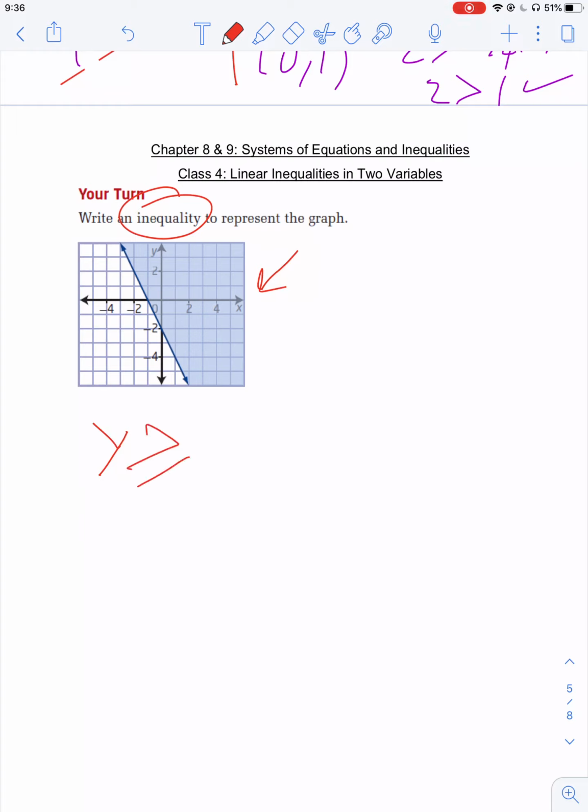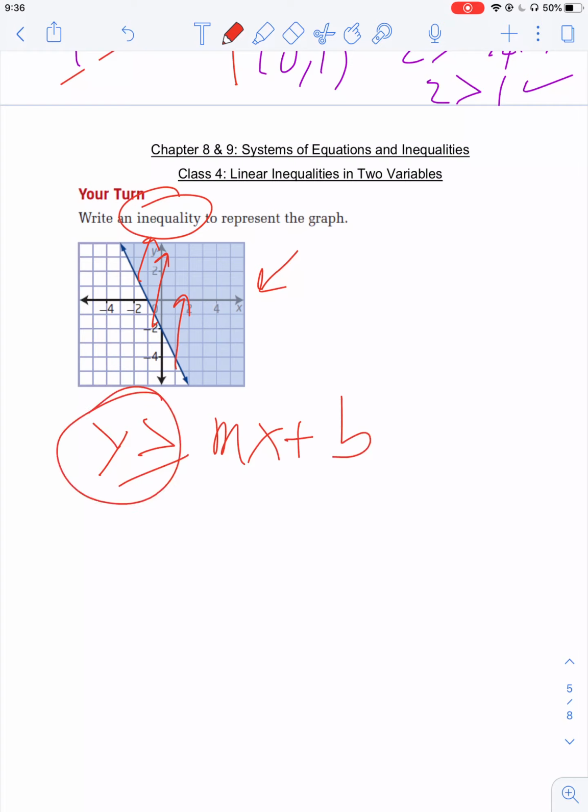But as you can see, my region is on top of this line. So all my values are on top of this line. So the region is on top. So that means y has to be greater than or equal to mx plus b, okay? You don't know the values yet. So this information should be fairly straightforward, right?